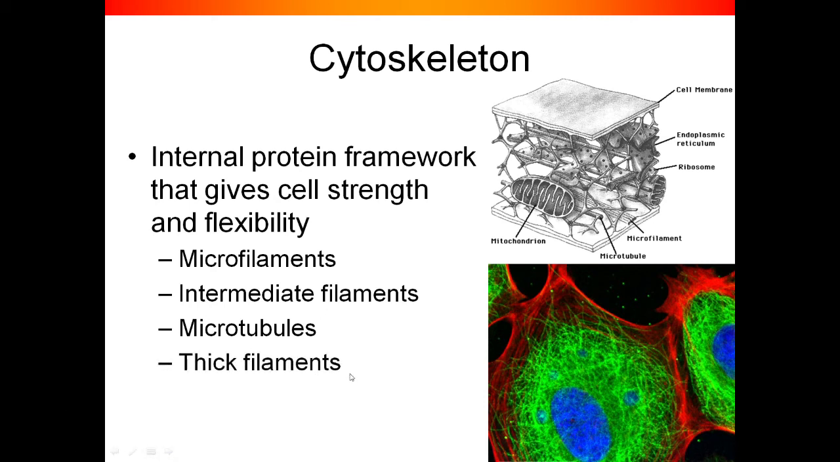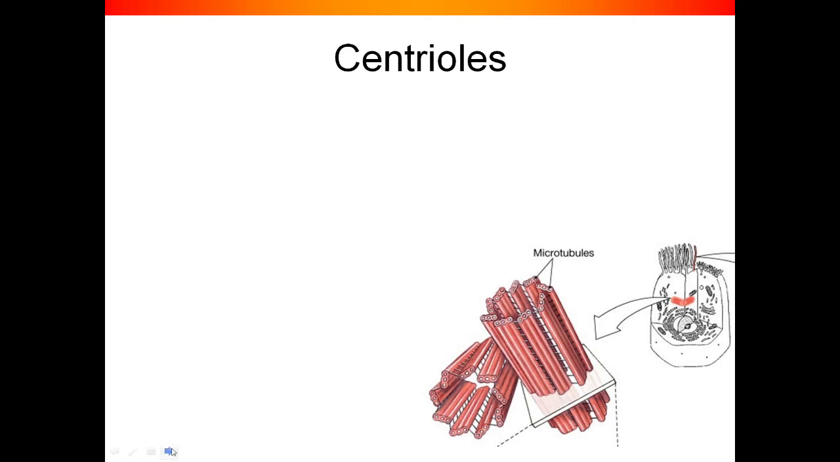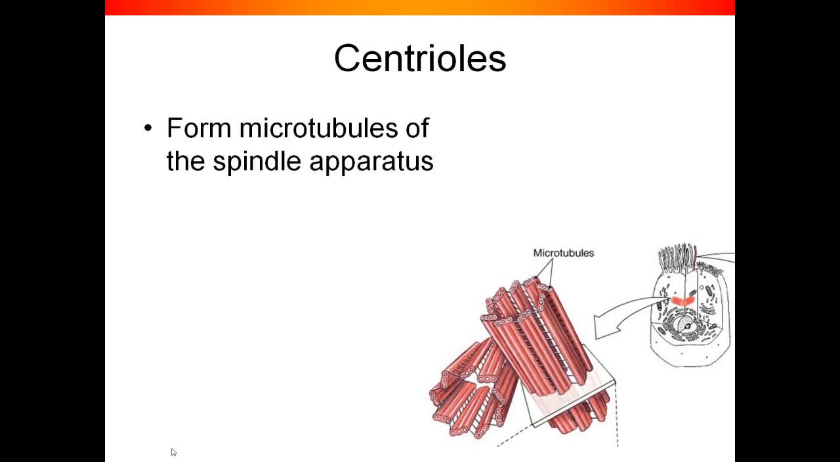And we're only going to see thick filaments inside muscle cells. Myosin is an example of a thick filament, right? And actin, which is a microfilament, and myosin, which is a thick filament, those two proteins are going to interact with one another to cause movement. And we'll see that when we get to the skeletal muscles. Now, at the heart of the cytoskeleton, we have the centrioles. Now, the centrioles are going to form the cytoskeleton, and they're also going to form the microtubules of the spindle apparatus. Here we can see the centrioles and what they look like when we magnify them.